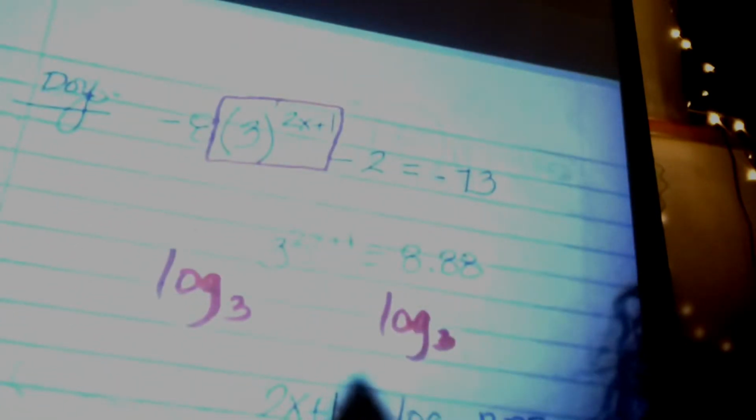All right, let's do example 1B so I can show you that you get the same answer. Let me make sure I copy it exactly. 3 to the x minus 2 equals 24.